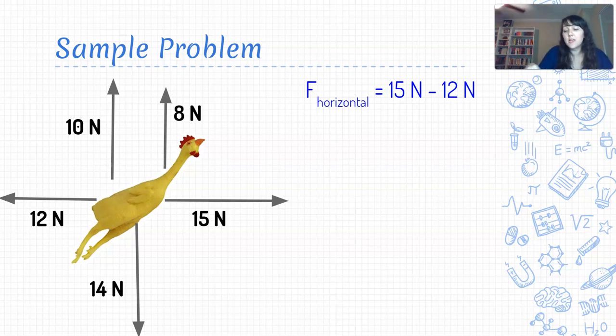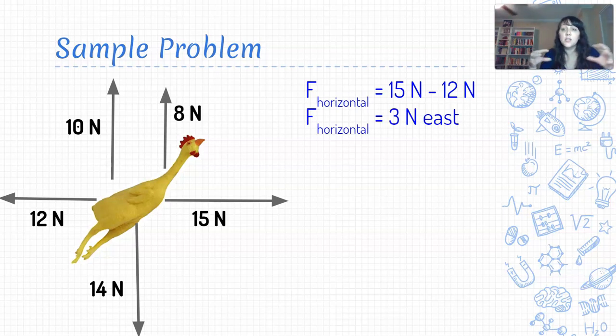Because they're going to attempt to cancel each other out. So I subtract it and I determine that there is an overall net force to the east of 3 newtons, okay? So these don't quite balance out. I've overall got 3 newtons more going to the east than to the west. So that is my horizontal force that is acting upon my chicken.